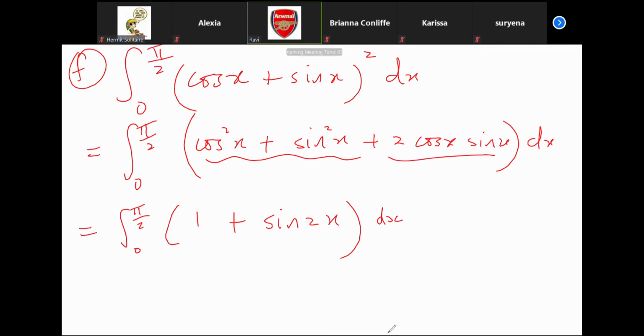Using the double angle, 2 sine x cos x is sine 2x. Take the integral now. What do you get? Make sure and tell me if there's anything you don't follow. What's the integral of sine 2x? It comes back to minus a half cos 2x. How do I integrate this thing?